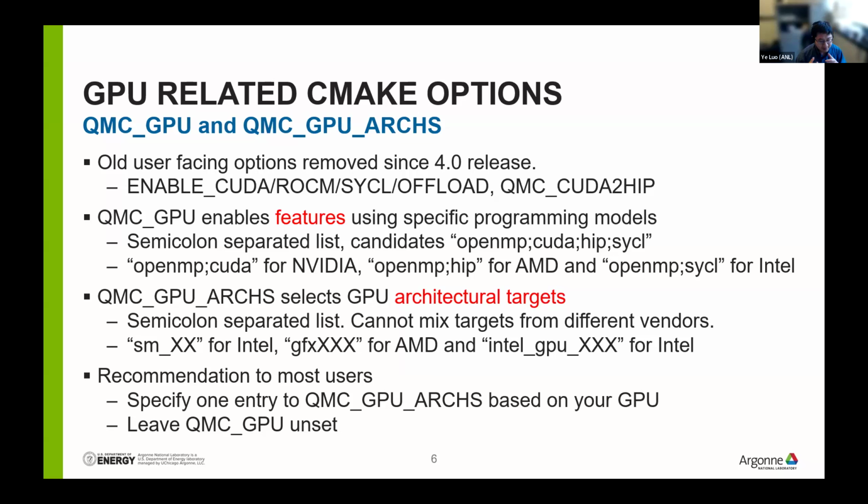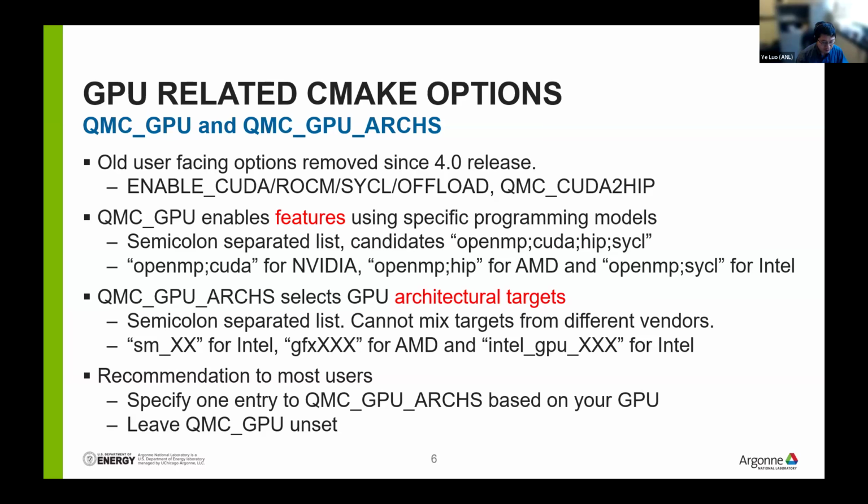It is a semicolon separated list, so you can supply multiple entries, but it doesn't mean all of them work together. I'm giving you an example. For NVIDIA, you put OpenMP and CUDA, meaning OpenMP offload plus CUDA native kernels. Similarly for AMD and Intel, you change CUDA into HIP or SYCL.